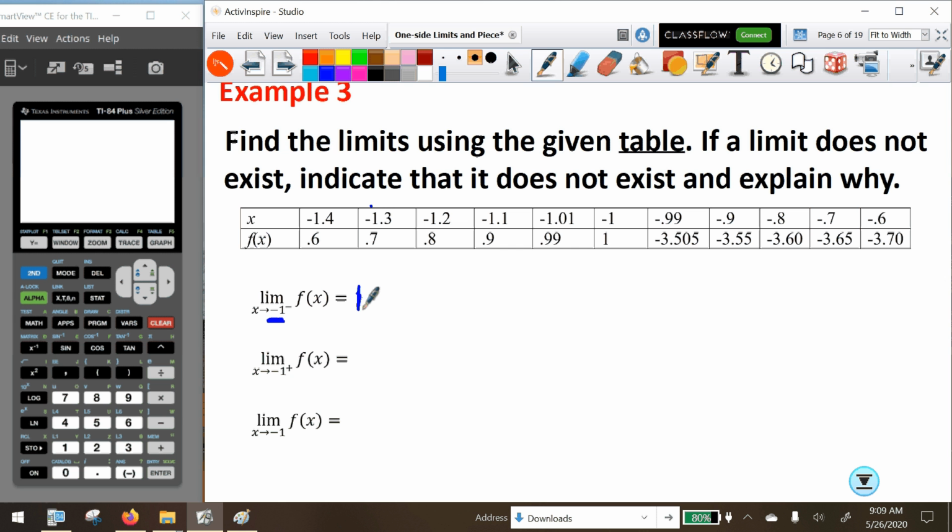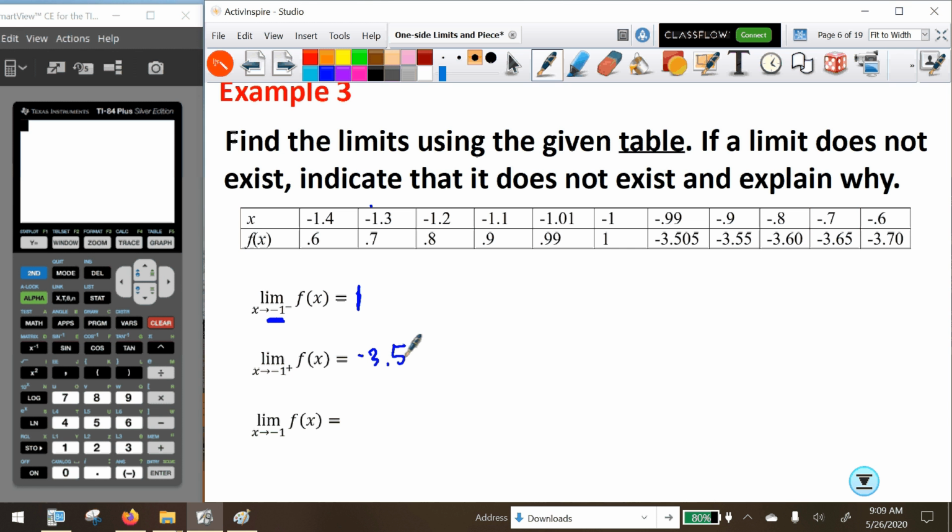All right, how does the function behave as x approaches negative 1 from the positive side, from the right side of negative 1? So now we're at negative 0.6, negative 0.7, negative 0.8, negative 0.9, negative 0.99. We're getting closer and closer to negative 1, this time approaching it from the values that are greater than negative 1. How do our output values behave? Negative 3.7, negative 3.65, negative 3.6, negative 3.55, negative 3.505. These numbers are getting closer and closer to negative 3.5.